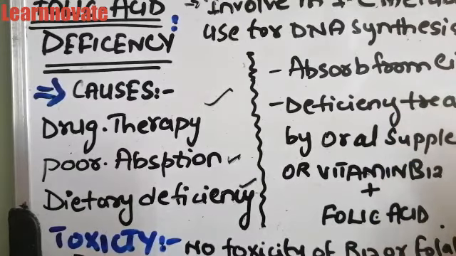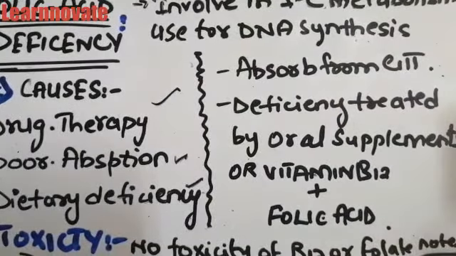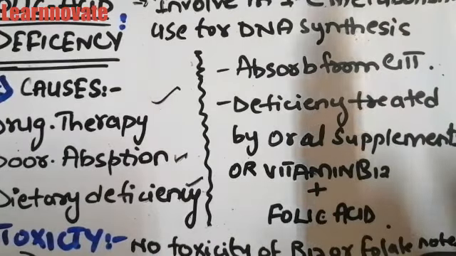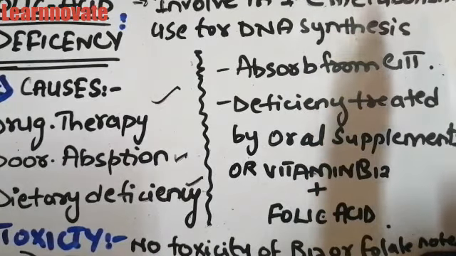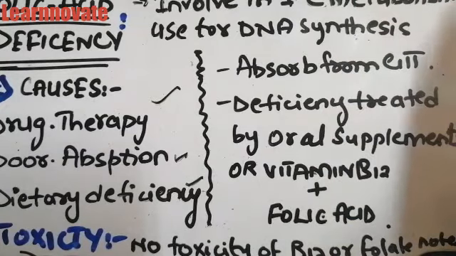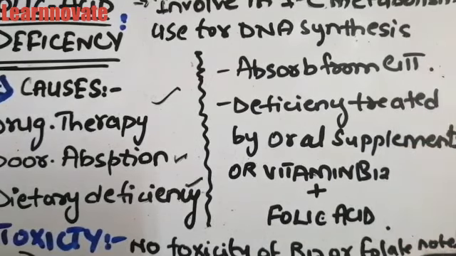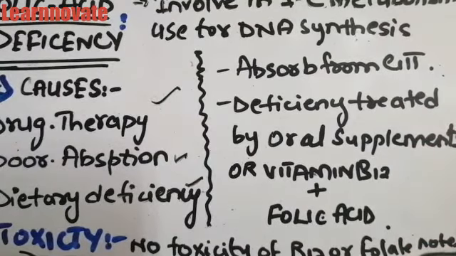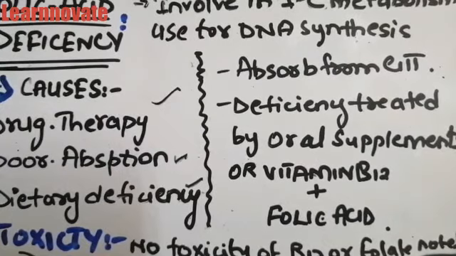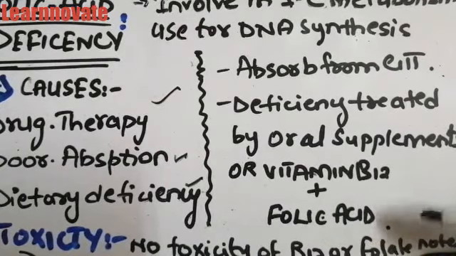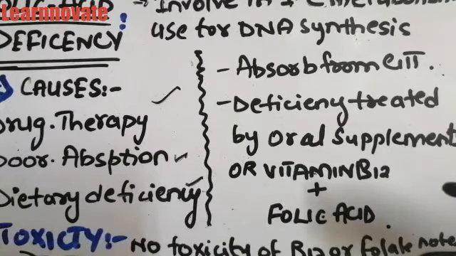Now what are the pharmacokinetics and the clinical use of the drug? Folic acid is easily absorbed from the GI tract, but in deficiency states there may be no absorption. So we treat this deficiency simply with oral supplements of folic acid, or with a combination of vitamin B12 and folic acid. This will also work to treat these types of anemias.